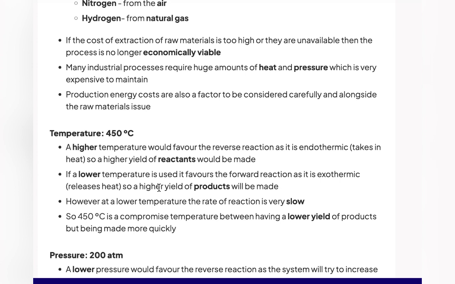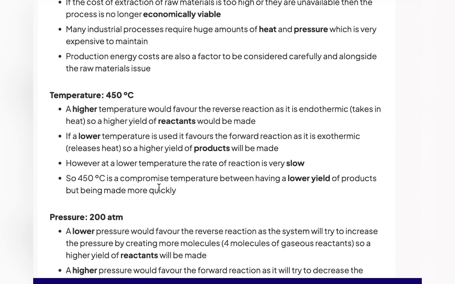Then the unreacted hydrogen and nitrogen will be sent through pipes to the converter again to produce further ammonia. The temperature that is chosen to produce an average level is 450 degrees. So we must remember these factors in the exam. The temperature is 450 degrees Celsius.